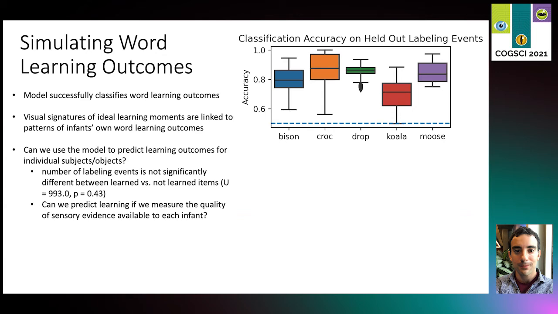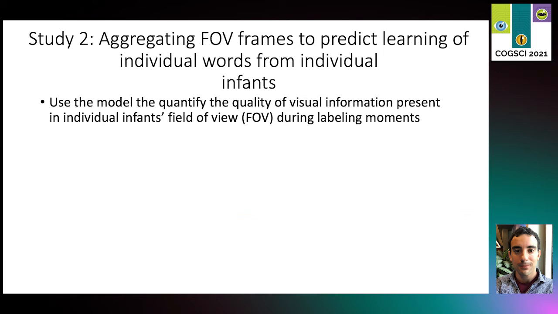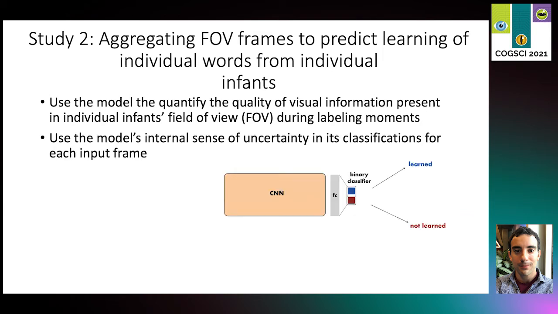If the amount of labeling isn't predictive, this invites us to look closer at the specific qualities of sensory experience for each individual infant and whether this might differentiate them instead. In study 2, we aggregate the field of view frames to predict learning outcomes for individual words from individual infants. Here we use the model to quantify the quality of information present in the individual infant's field of view during the labeling moment. We do this by using the model's internal sense of uncertainty in its classifications, as encoded by its confidence scores. When the score for learned classification is greater than the score for not learned, the model classifies the input image as learned, and vice versa in the case of not learned.